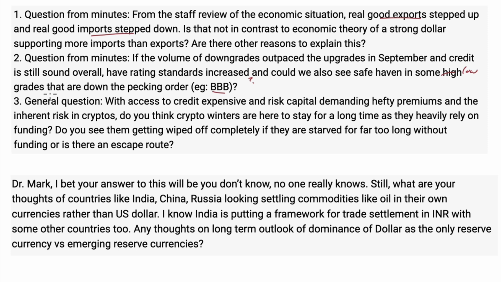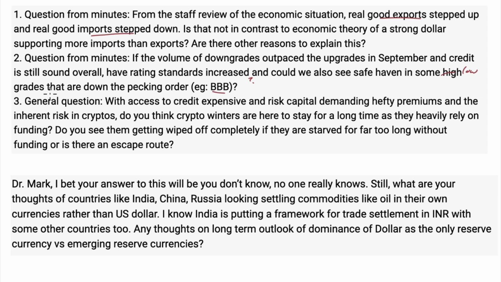Next one, with access to credit expensive and risk capital demanding hefty premiums and the inherent risk in cryptos, do you think crypto winters are here to stay for a long time as they heavily rely on funding? I really don't know how that whole market works. I don't know if they rely on funding. I really don't know that to be true or false, so I can't comment on that. Do you see them getting wiped off completely if they are starved for far too long without funding, or is there an escape route? Who cares?